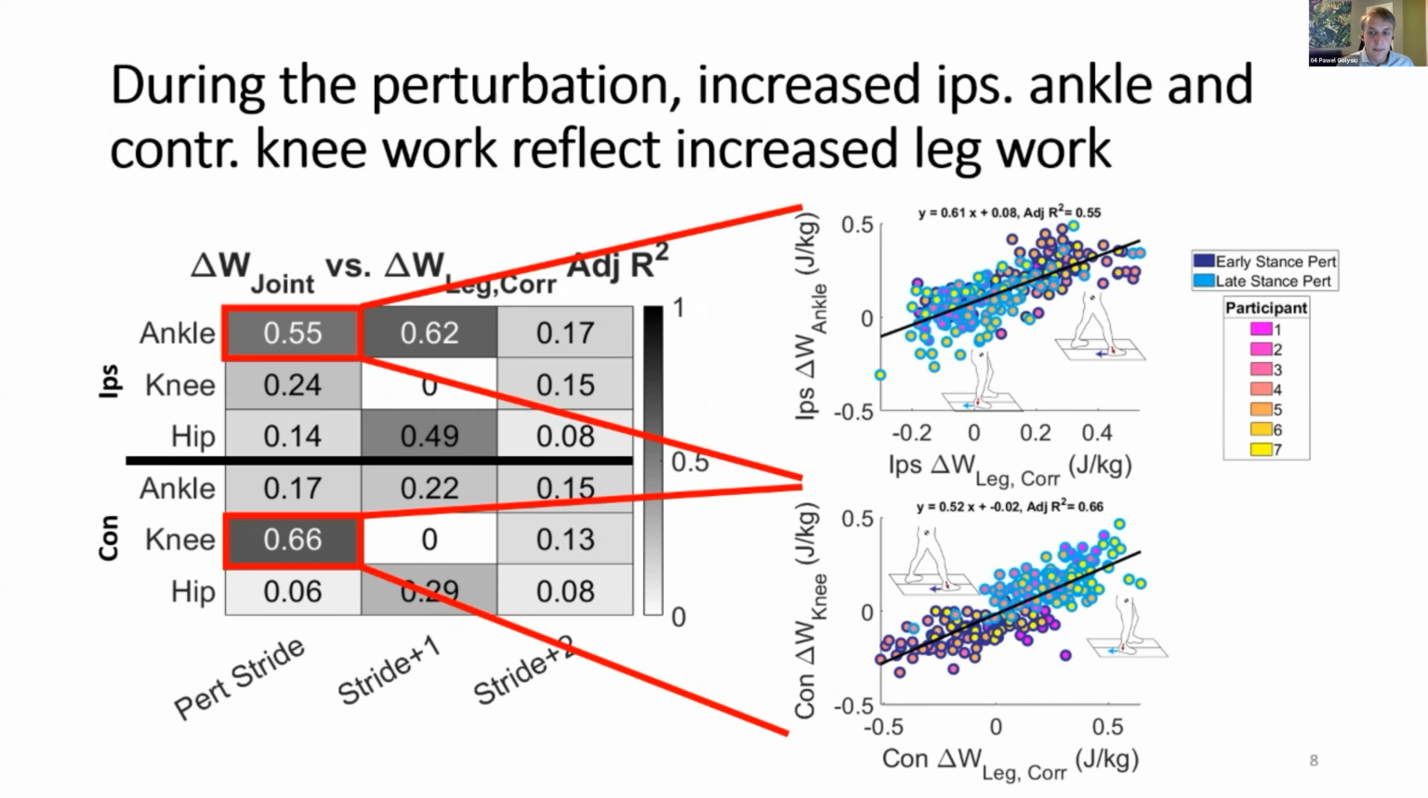On the perturbed stride, ipsilateral ankle and contralateral knee work best reflected changes in respective leg works. The data used to generate those R² values can be shown on the right, with corrected leg work on the x-axis and joint work on the y-axis. We can see that the perturbations were able to elicit a diverse range of work demands on the legs by looking at the spread along the x-axis.